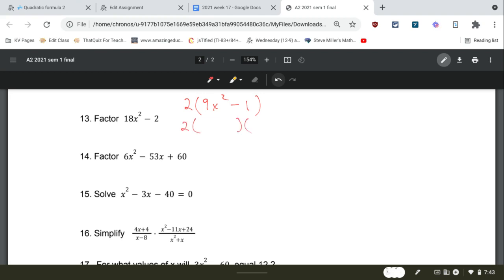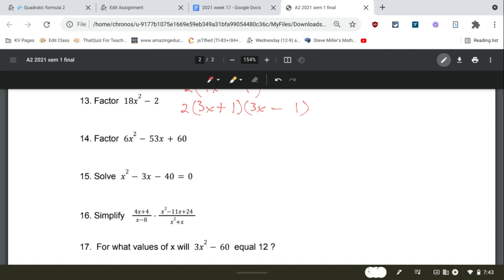Okay, it's going to factor into 2 binomials. 3x and 3x will give you the 9x squared. And then a 1 and a 1 will multiply to give you 1. Make 1 plus and make 1 minus. That way the middle terms will cancel out. Okay, that's your factored form there.